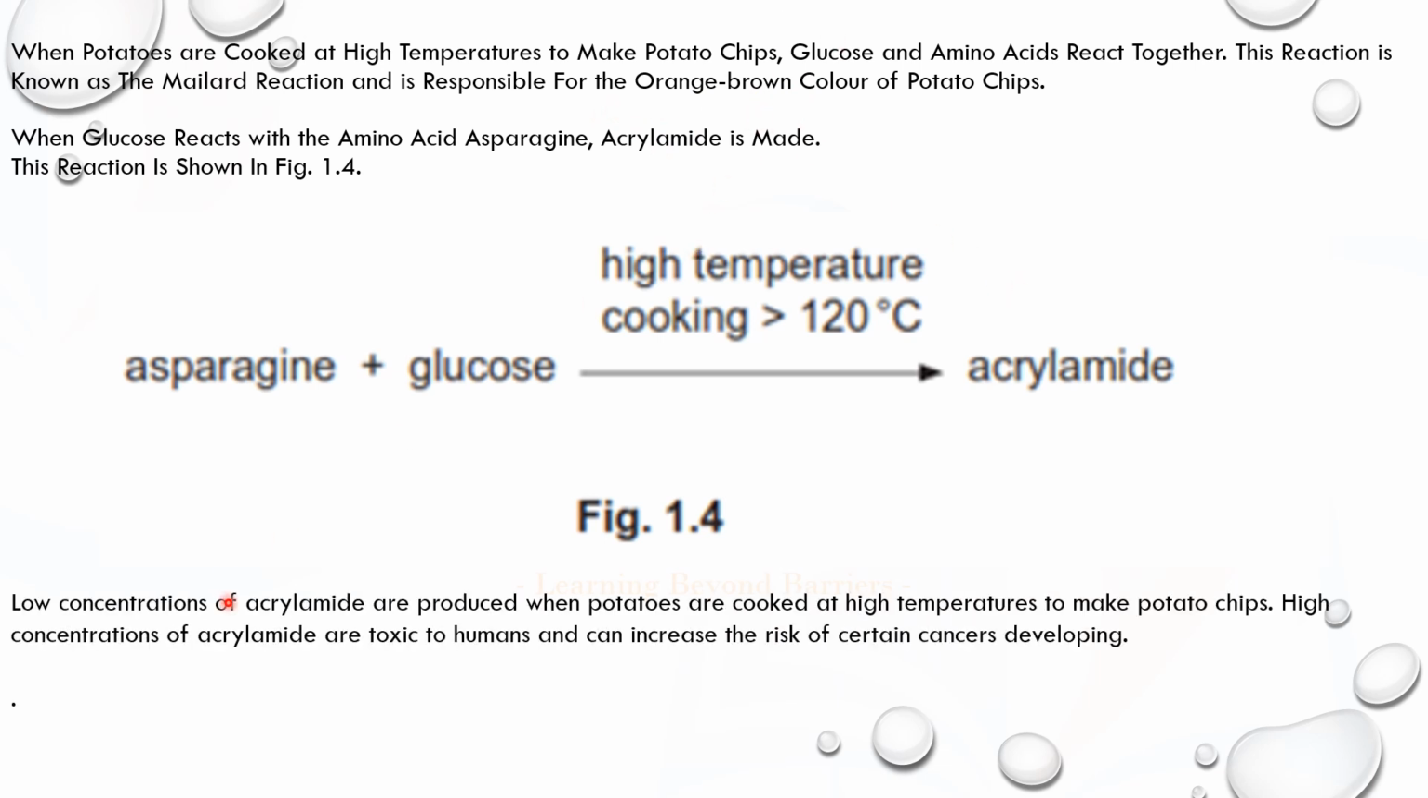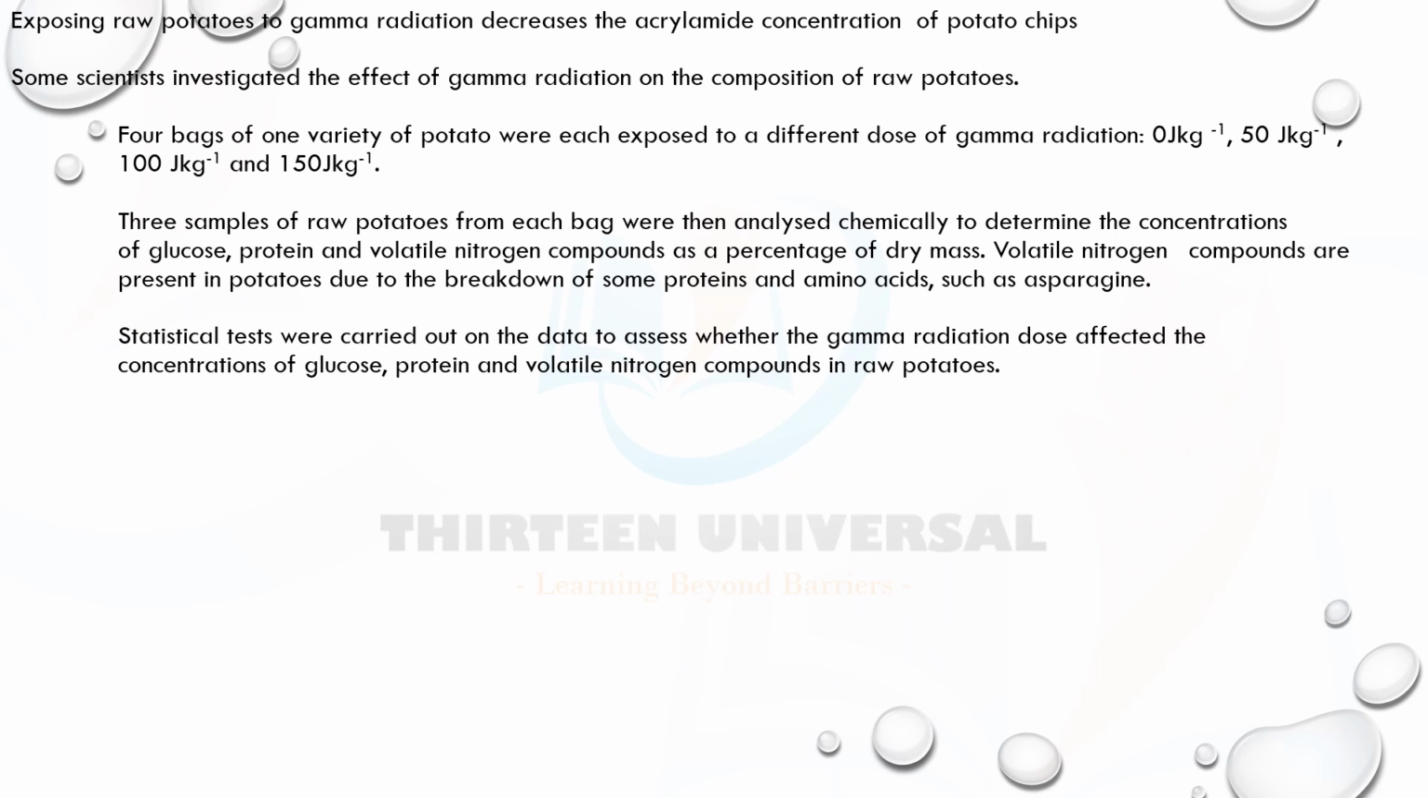Low concentrations of acrylamide are produced when potatoes are cooked at high temperatures to make potato chips. High concentrations of acrylamide are toxic to humans. They are toxic and can increase the risk of certain cancer development. Very important. So let's go on, guys. Now, too much background information, but it's okay. Enjoy the content. Soak it up.